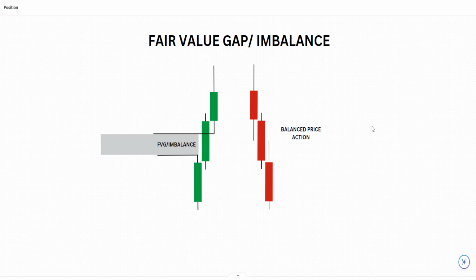In today's video, we're going to talk about ICT institutional reference points, and we will specifically talk about fair value gap, also known as imbalance. There are 7 institutional reference points under ICT concepts. I have the list right here.